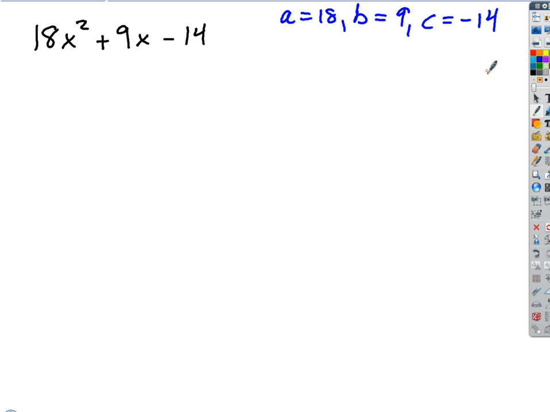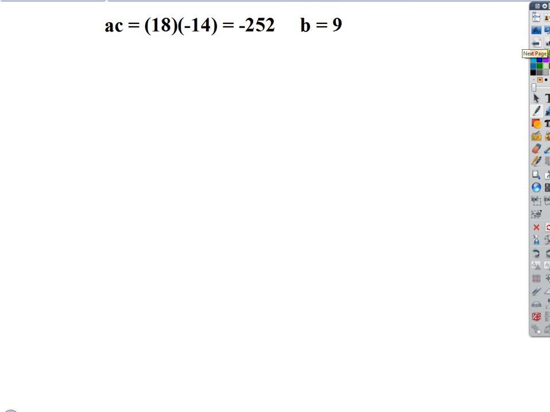A times C, then split B, right? That's what we have to do. So we have to find the product of A times C, right? Which is just negative 252. I have to find numbers that multiply to AC, that multiply to negative 252, and add to B, right? So this is my goal. I've got to find numbers that multiply to this, and they add to that.